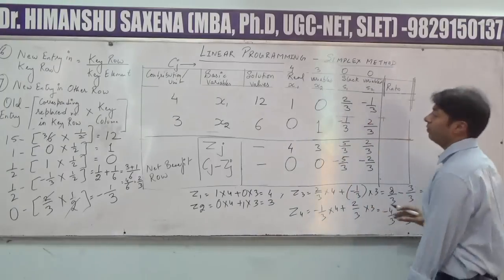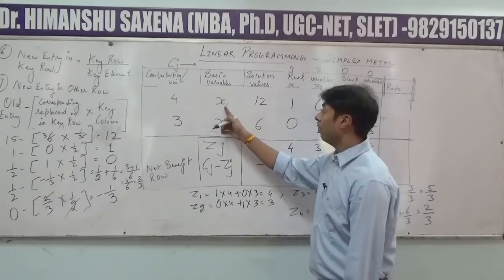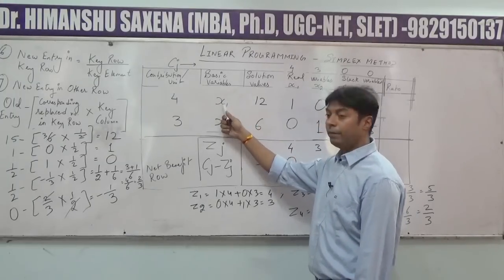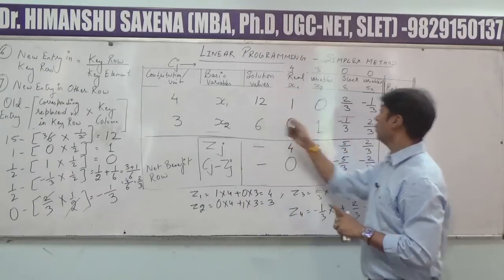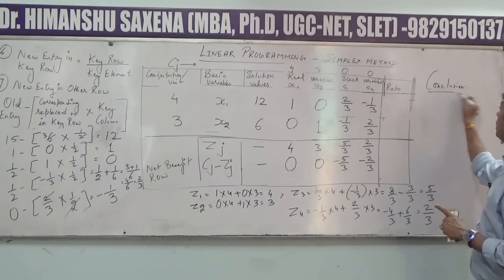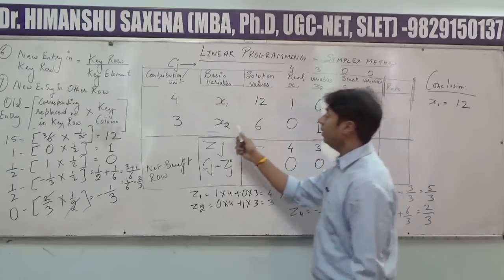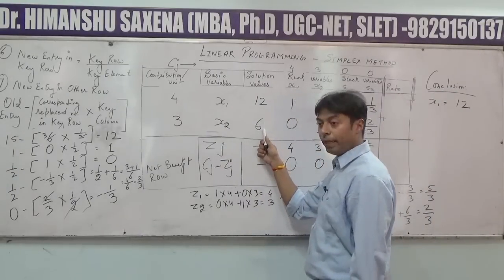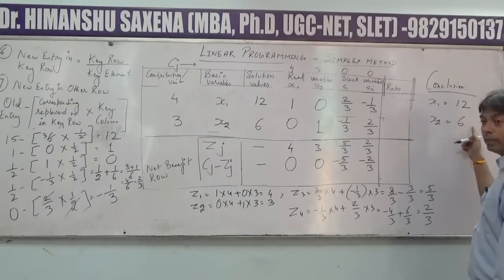Now we just need to give the final solutions. And how you will give the final solutions? The value which is lying right in front of x1 is the solution value for x1. So we can say in our conclusion part, that x1 is equal to 12 and the value which is right in front of x2 will be equal to 6. x1 is 12 and x2 is 6.